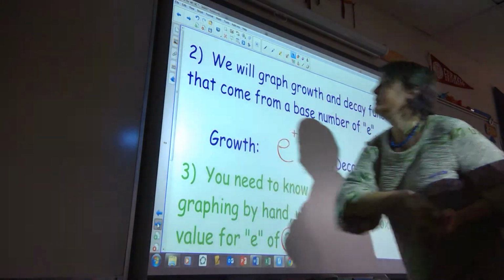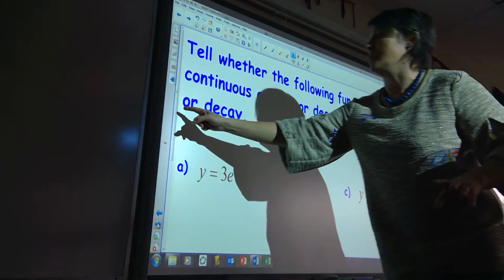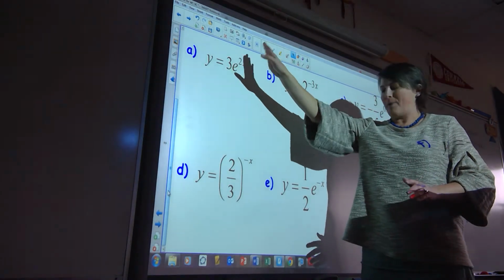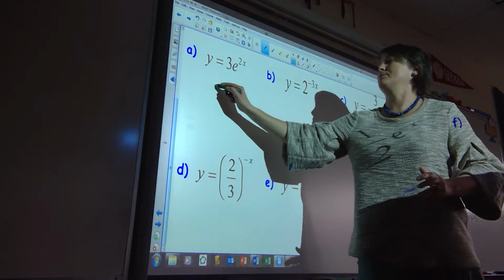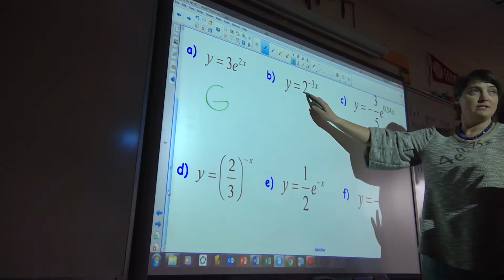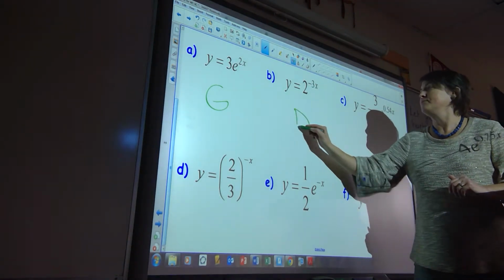All right. So let's just go through these real quick, make sure that we know in any kind of form whether it is growth or decay. So if I have a base e to the power of 2x, is that going to be growth or decay? Growth. That will be growth because the 2 is positive. What about base 2 to the power of negative 3x? Decay. That will be decay.